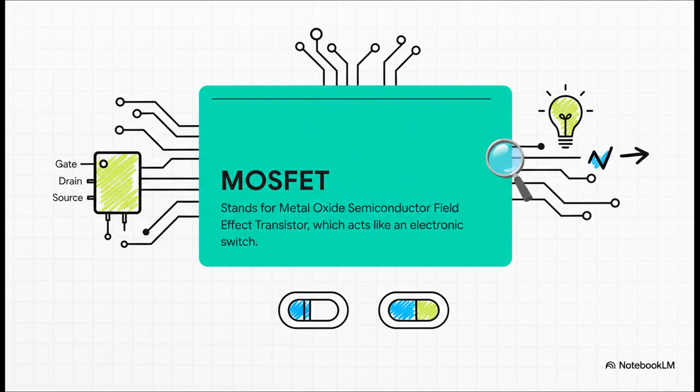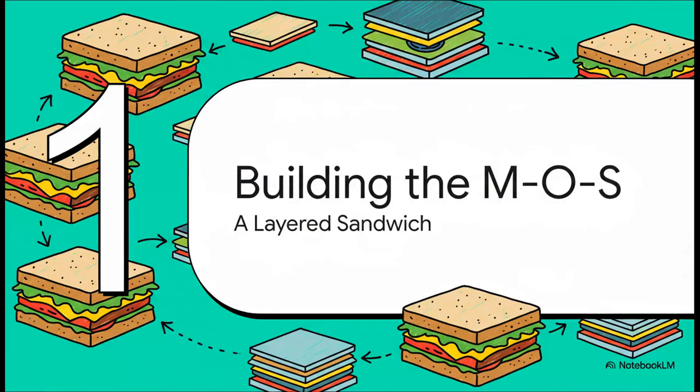That stands for metal, oxide, semiconductor, field effect transistor. I know, that sounds like a total mouthful, just a jumble of techie words. But stick with me, because by the end of this, that crazy long name is going to make perfect sense, I promise. All right, let's dive in. We're going to start by breaking down those first three letters, MOS.